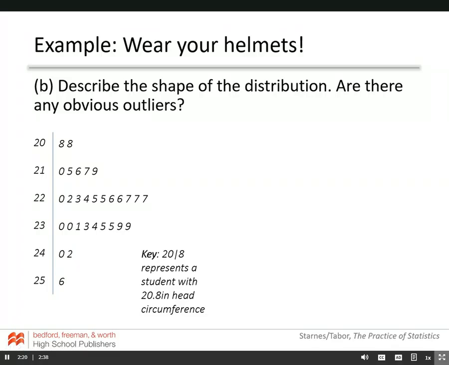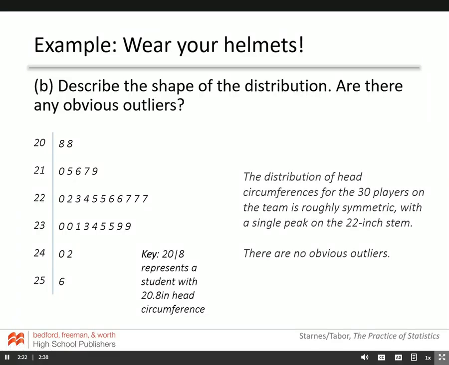So the way I would describe this distribution is I would say that the distribution of head circumferences for these 30 players is roughly symmetric with a single peak on the 22-inch stem. There are no obvious outliers or gaps.